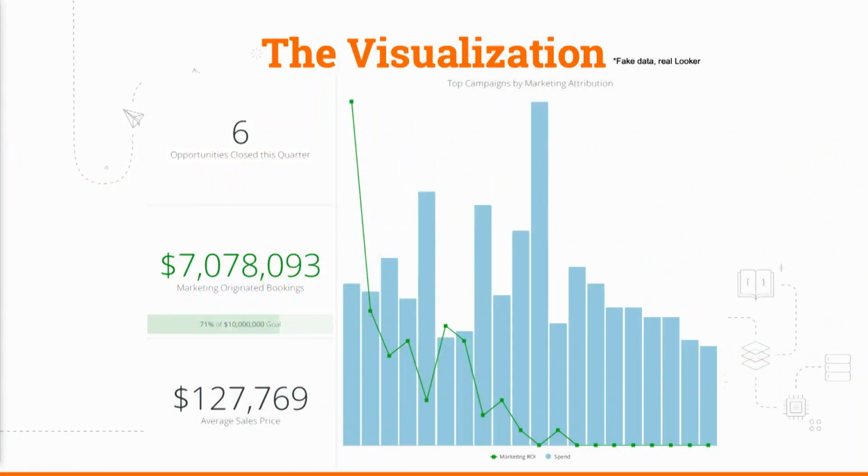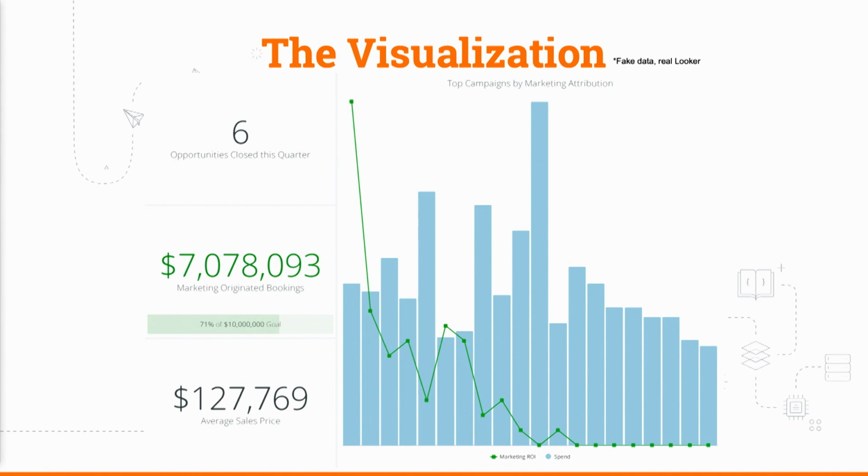And then finally, visualizing marketing attribution. So we have a couple different things here. On the left-hand side, we have single values that show the number of opportunities, the dollar value that is attributed to this marketing campaign, and the average deal size. For the dollar value, what we've done is create a percentage to goal. Our marketing team is very goal-oriented, so we oftentimes create these types of percentage to goals so they understand, is that campaign performing to what it's supposed to do.